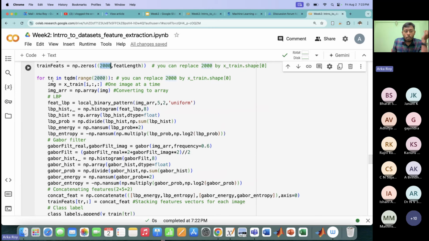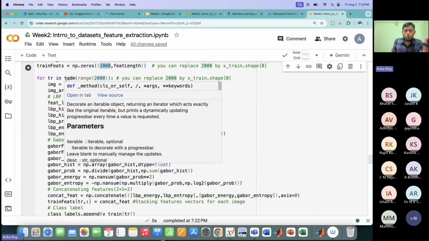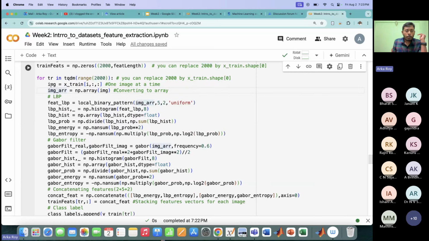Then I'm using the loop and I'm using tqdm just to show the progression of the loop. For each iteration, I extract one image from the training data. Then I convert it into a NumPy array, because the library that we are using to extract the features works on NumPy arrays, not on tensor based arrays. So I'm converting into an np array so that I can do the computations. Then this part is for the LBP, the local binary pattern. Already we have seen that we have to extract the local binary pattern, then extract the histogram. From the histogram, we can get the energy and the entropy.